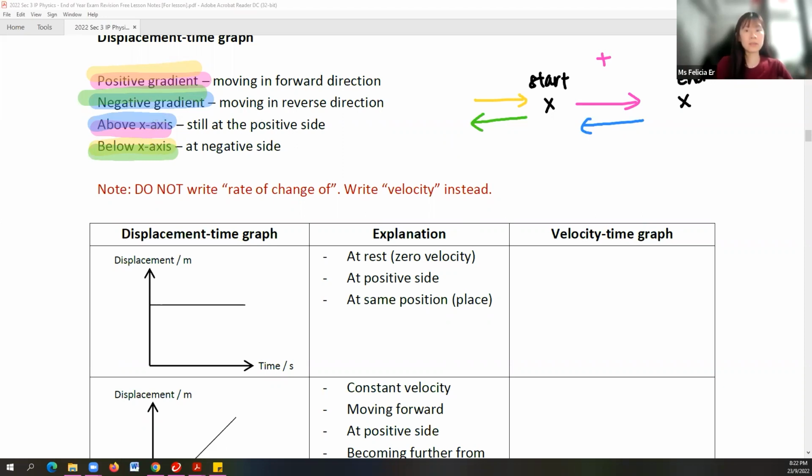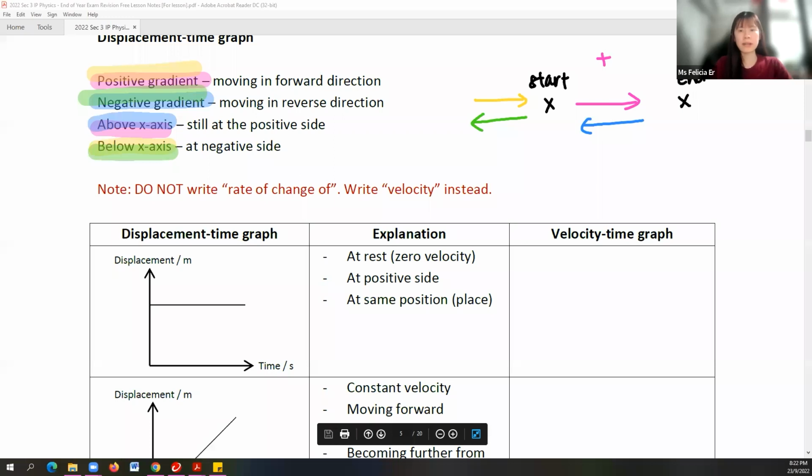Can you understand? Need me to repeat? Can follow, right? Okay, so let's take a look at each of the graphs. Inside the explanation, I'll write down for you whether they are on the positive side or negative side. It will be written inside. So let's take a look at each of the examples.